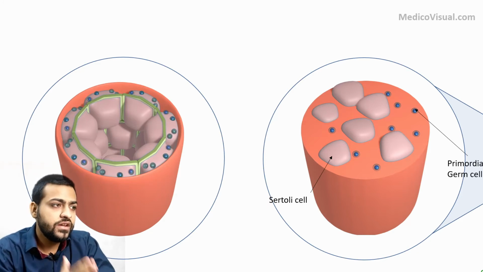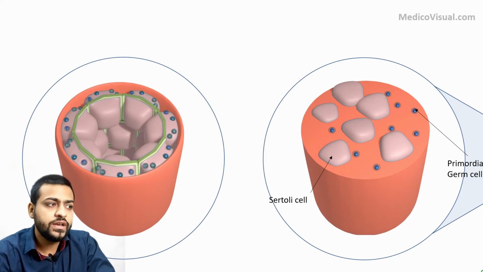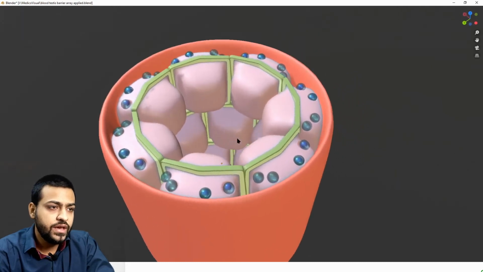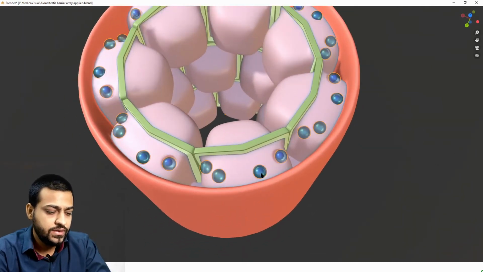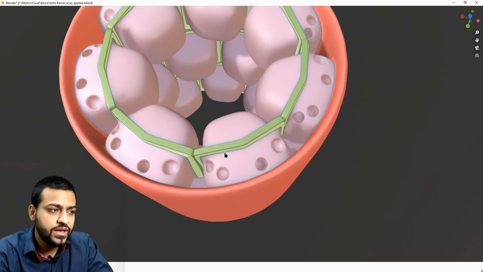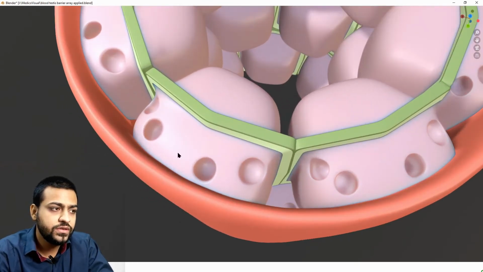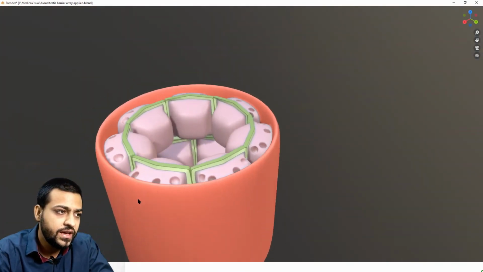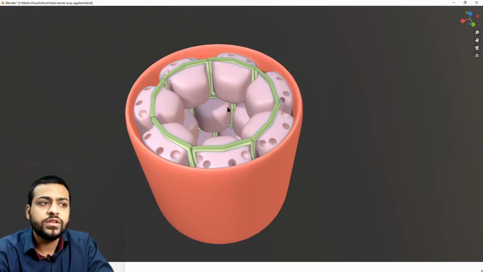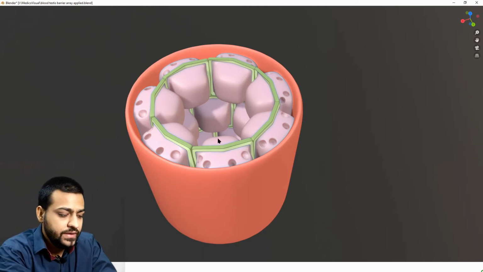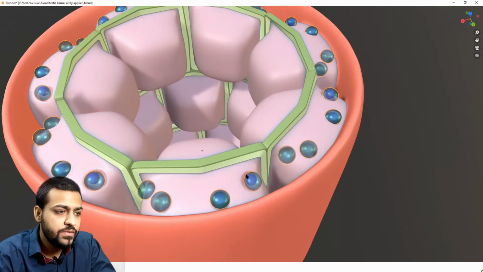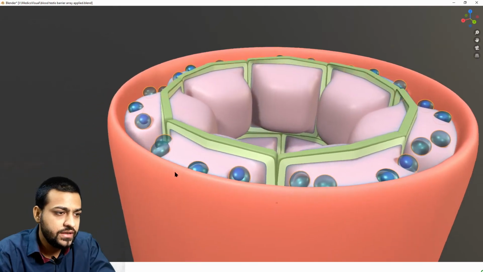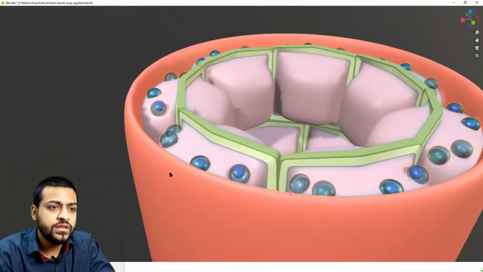Let's look at this in a 3D software in Blender, so we will learn it in a bit more detail. Can you see these grooves, these recesses, these pits inside the Sertoli cells? The Sertoli cells are arranged on the periphery, and in these grooves the primordial germ cells are arranged. Primordial germ cells are present in these grooves, in these recesses.